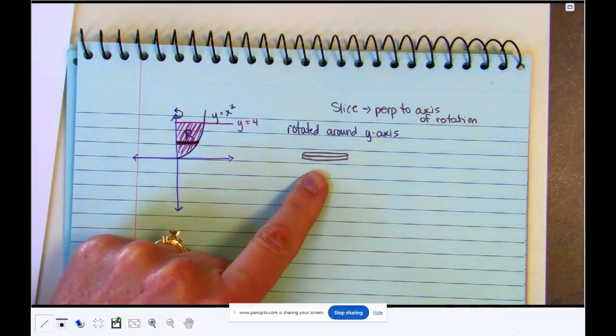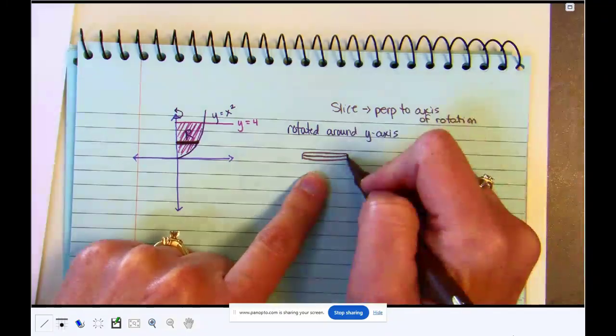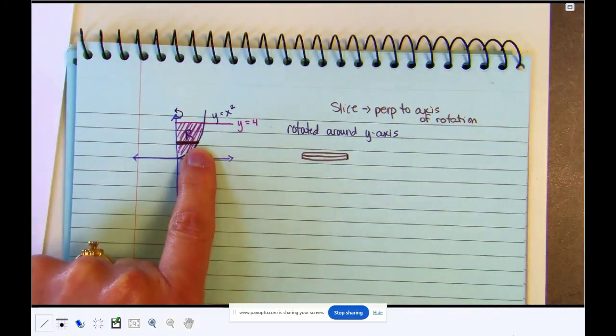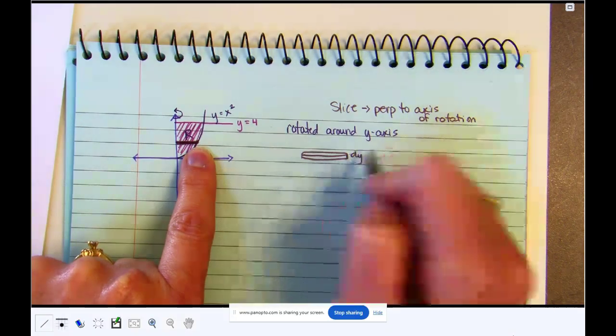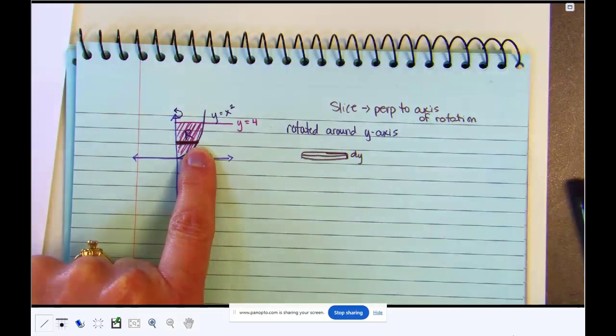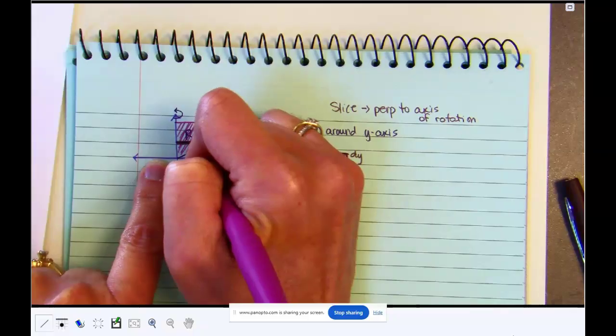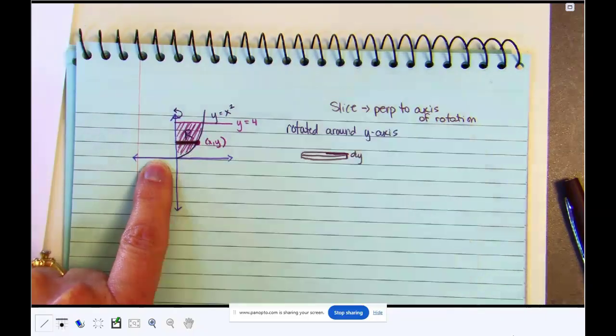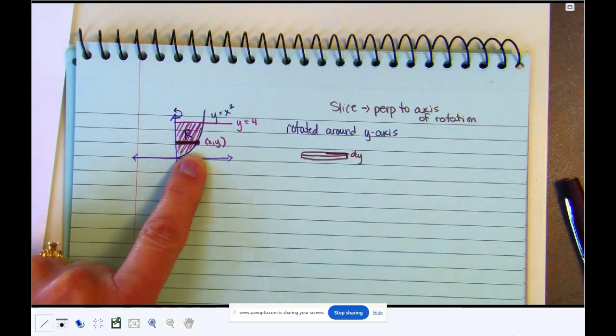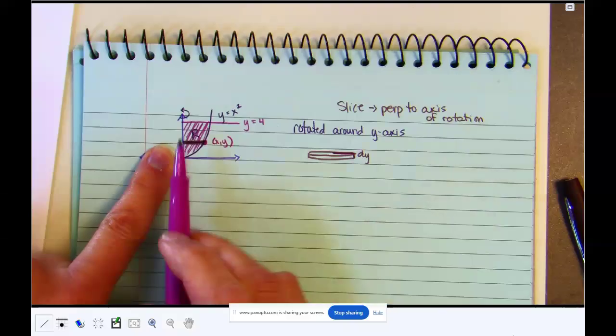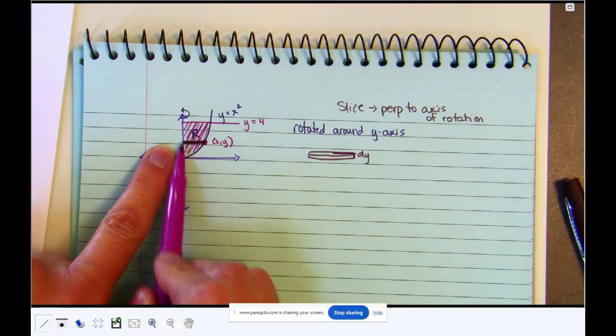Wait, how do we make this in terms of y if it's x squared? Don't we make a y squared dy? No. So first of all, let's talk about the height of this cylinder. It's dy. Okay, what's this radius? Its radius is just x, right? Remember, if this is the point x comma y, which it is, any generic point is x comma y, its radius is x.